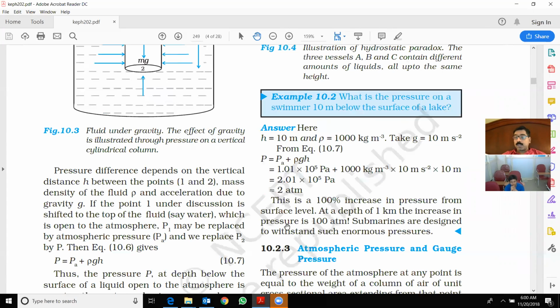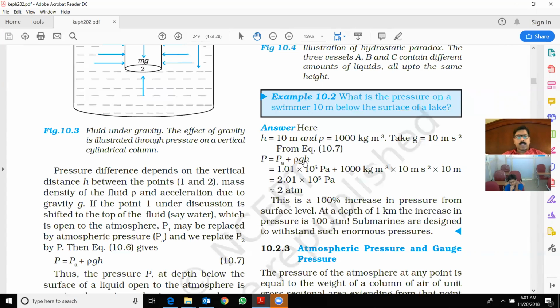So this is a 100% increase in pressure. You go 10 meter deep and your pressure increases almost by 100%. It doubles. If you go further 10 meter deep, it will triple, right? That is how it is happening.